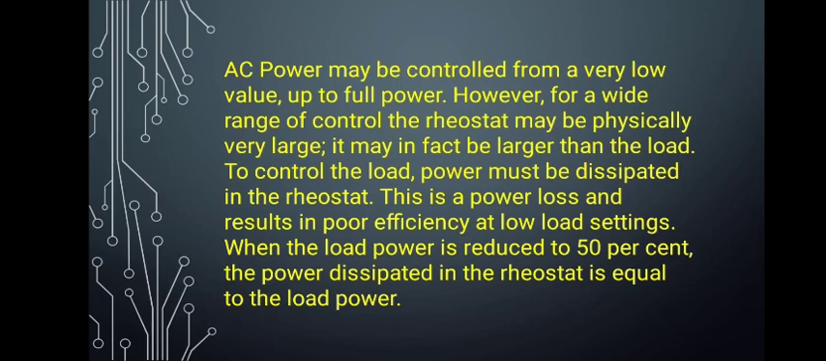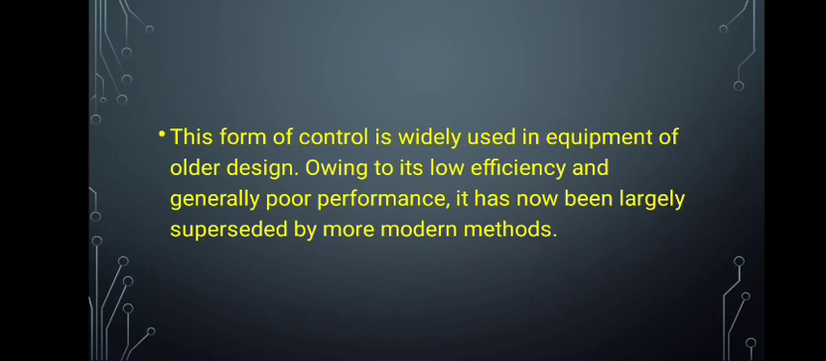However, for a wide range of control, the rheostat may be physically very large. It may in fact be larger than the load. To control the load, power must be dissipated in the rheostat. This is a power loss and results in poor efficiency at low load settings. When the load power is reduced to 50%, the power dissipated in the rheostat is equal to the load power.